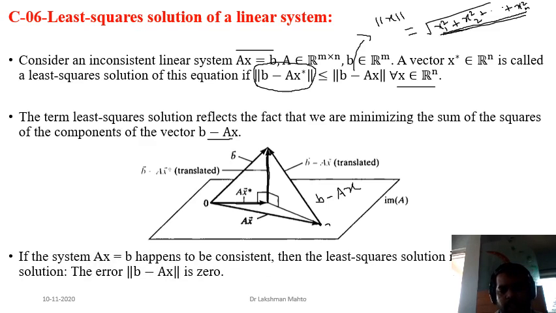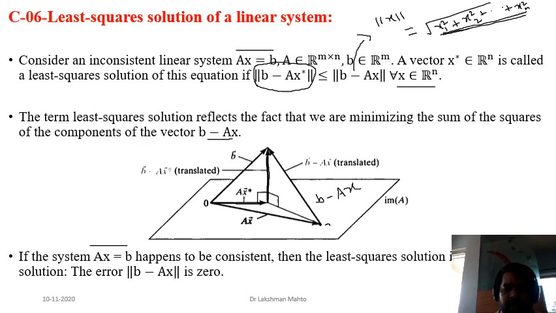If the system happens to be consistent, in that case, what is the least squares solution? It would be just the exact solution of the system, and so you can say that the error is zero. That means, what is the concept of a consistent linear system? That means b is in the column space of A. That means b is not outside the plane. Especially for this situation I'm talking about, b is within the image of A, or column space of A.